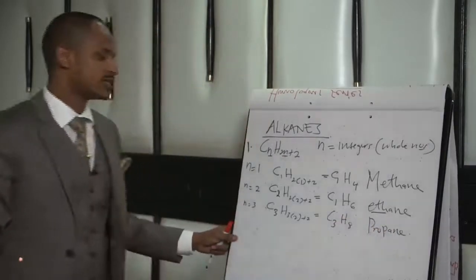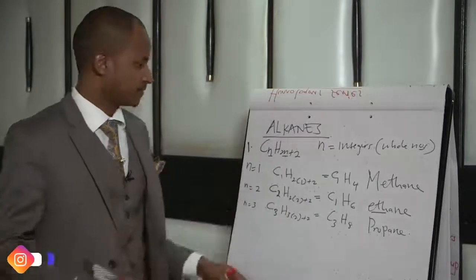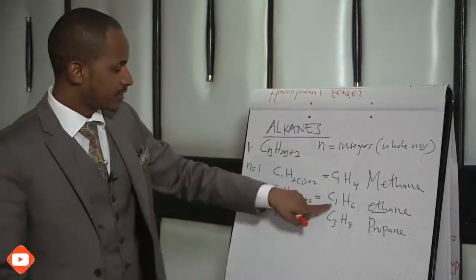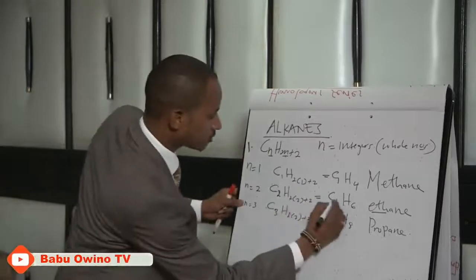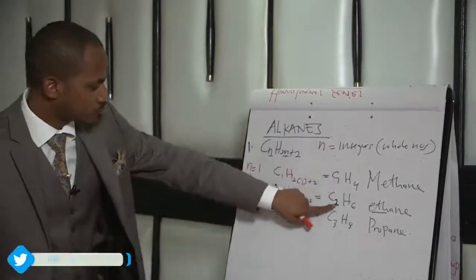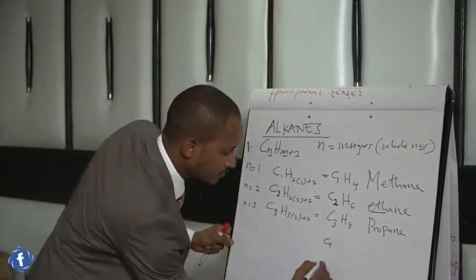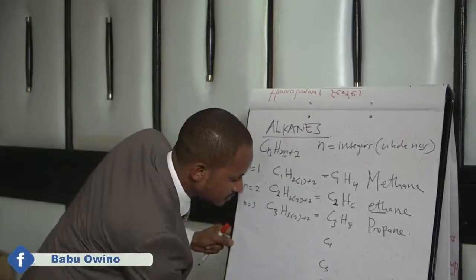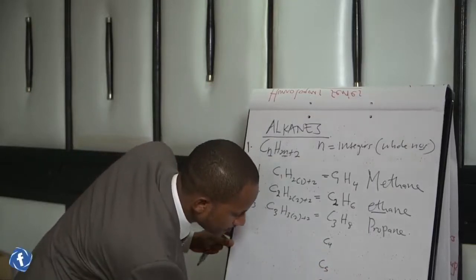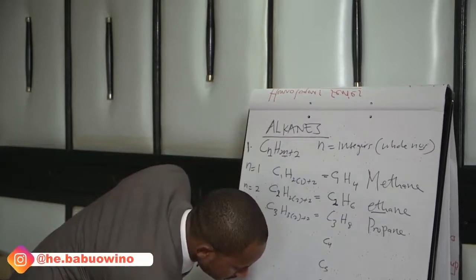I want you to notice a trend, class, so that you make your work easier. We have C1, C2, C3. So our next is C4, C5, C6, C7, C8, C9, and C10.